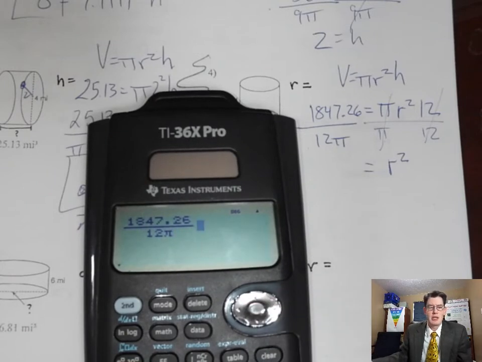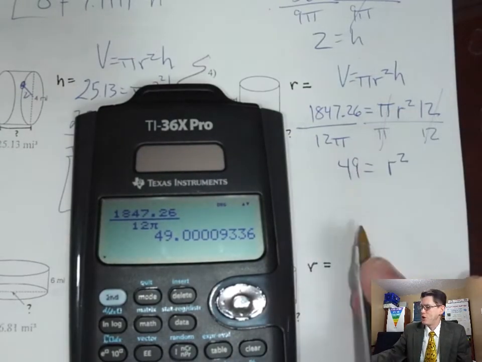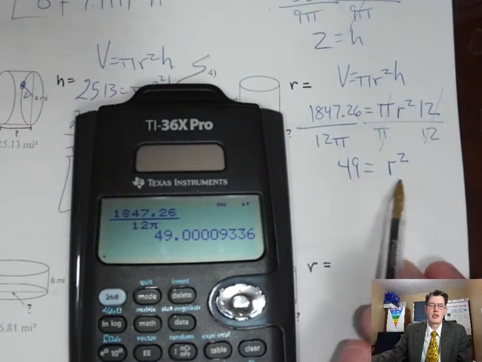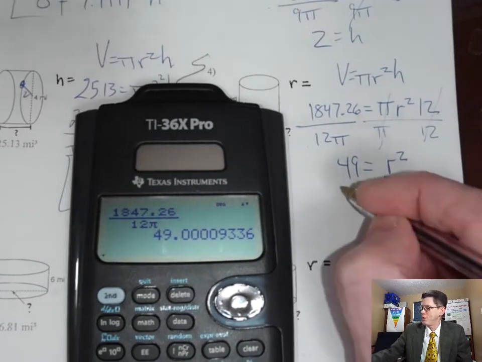You can check your answer. You can write those different ways as long as it's an equivalent way. And there we go. Rounded to the nearest tenth is 49. You know your times tables from 4th, 5th, 6th grade, so we're set there. You can just take the square root of both sides.